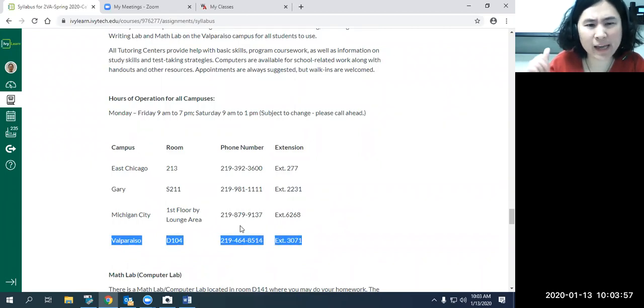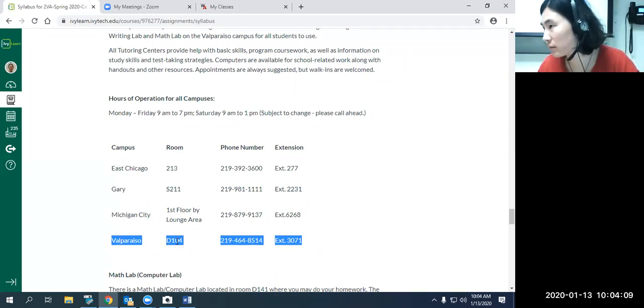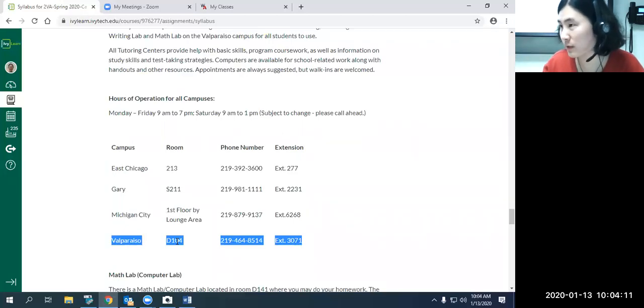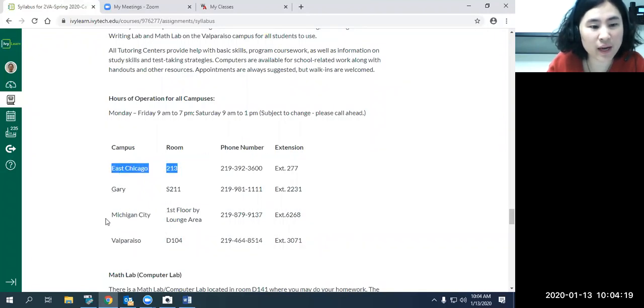I believe every student can get 2 hours per week per subject. So check these places. You will get free tutoring, 2 hours per subject per week. Why not? So this is one place you can go. And if you're close to East Chicago, you can go to this place. If you're close to Gary or Michigan City, I think they have the same thing, a similar tutoring office.